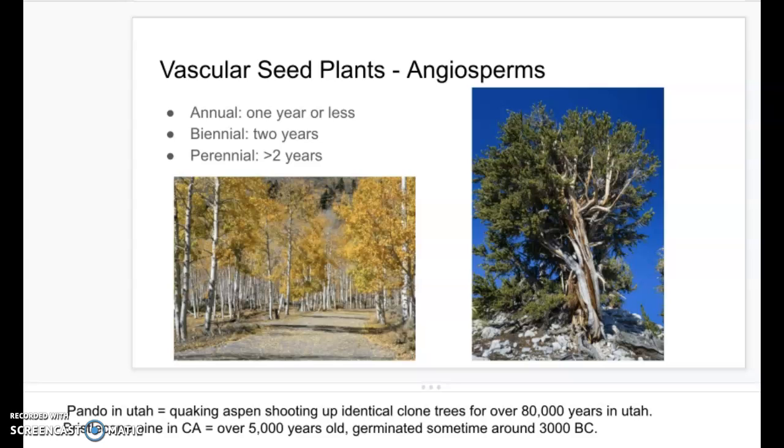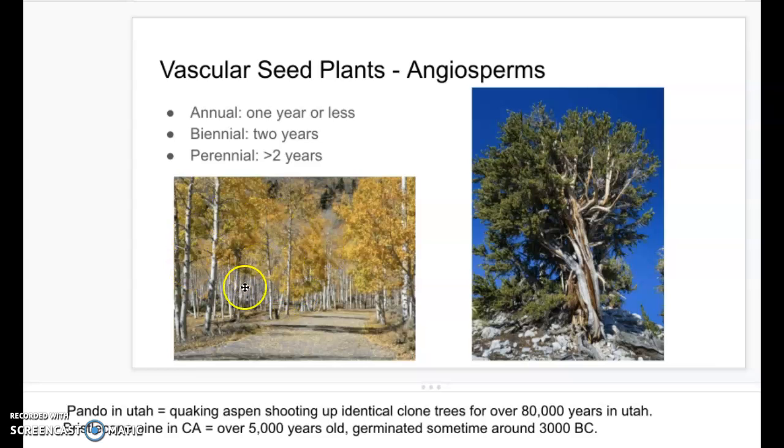Some interesting things here in these pictures. This is a forest of quaking aspens. This type of aspen, believe it or not, has been around for 8,000 years.